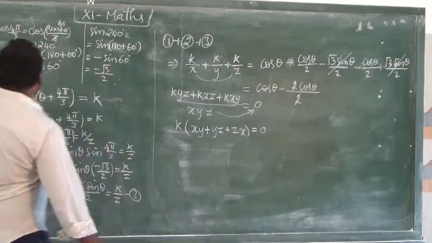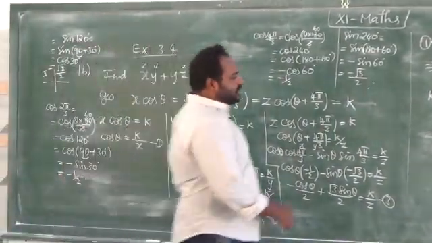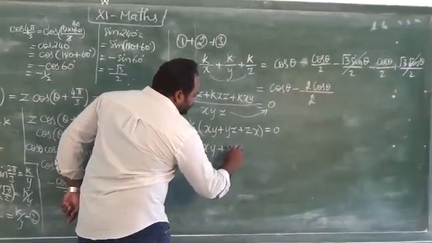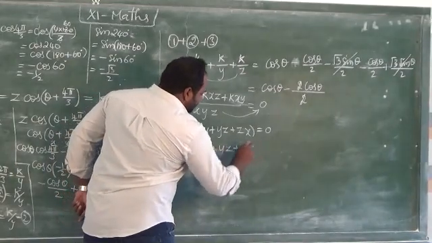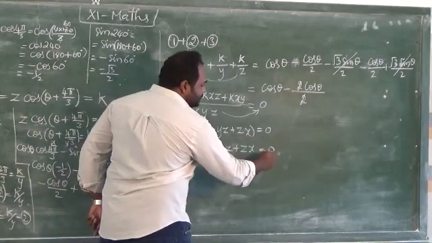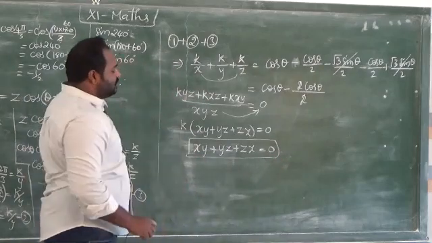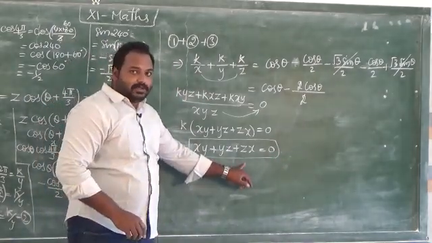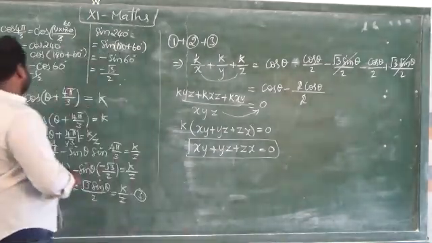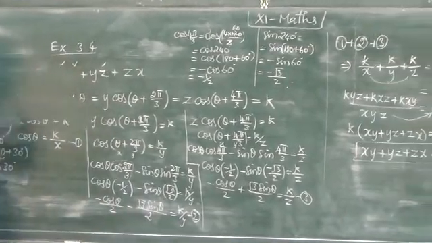I need the value of xy plus yz plus zx. There is no k value here, so bring the k value this side. This also will be 0. Finally, xy plus yz plus zx equal to 0. When you bring this k this side, this divided by 0 is also 0. So the value of xy plus yz plus zx equal to 0. So by this we can complete question number 16. Next we can go for question number 17.